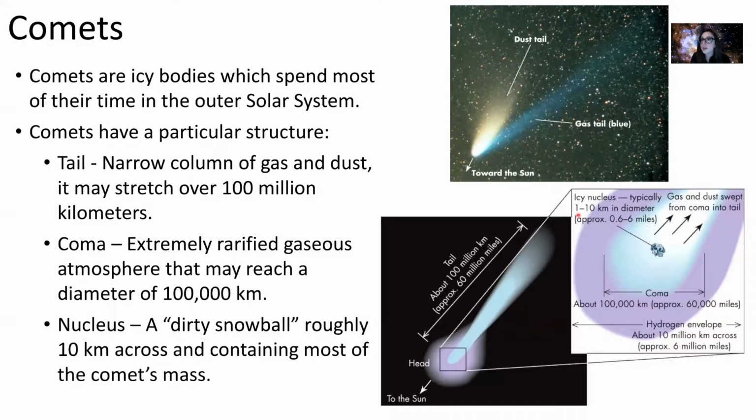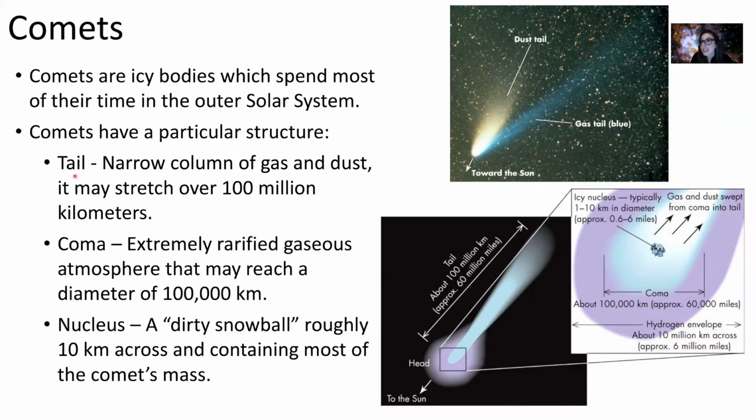So I've been talking about comets, but I haven't really identified exactly what they are yet. So comets are icy bodies which spend most of their time in the outer solar system, either originating from the Kuiper Belt, if it's a short period comet, or originating from the Oort Cloud, if they're long period orbit comets. Comets have a particular structure. They have, so this would be the center of our comet in here.